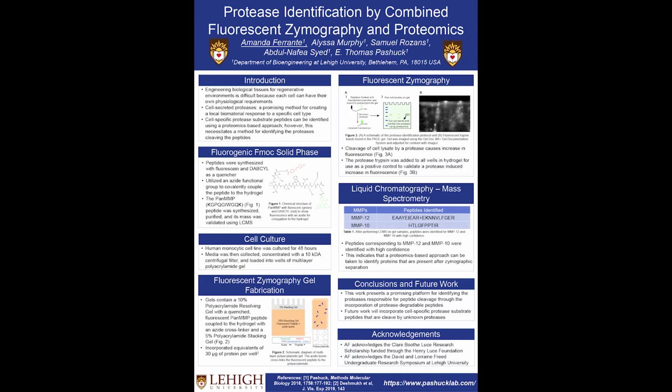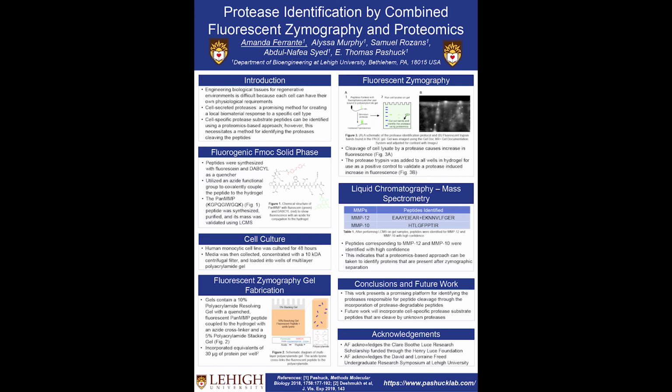This standard polyacrylamide gel, or PAGE, is used to quantify protein concentrations when used as a Western blot. Instead, though, I use this technology to identify the molecular weight of proteases that are responsible for cleaving these peptides. As shown in figure 2 at the bottom of the poster, I created a cross-linked 10% polyacrylamide hydrogel with this quenched fluorescent pan-MMP peptide covalently coupled to the hydrogel with an azide cross-linker. I also created a 5% polyacrylamide stacking gel that contained 30 micrograms of protein per well in the stacking gel.